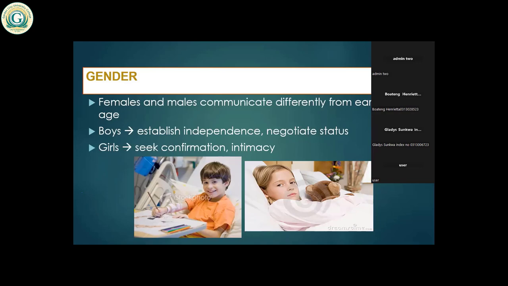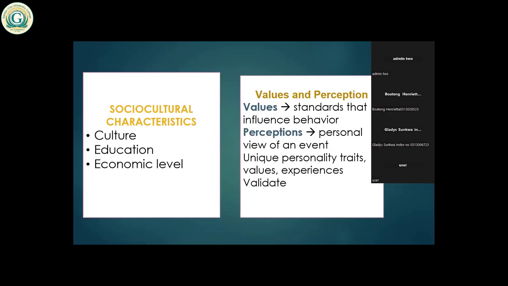Look at the picture, you can see the boys and the girls. Then the social cultural characteristics: culture can influence individual people, education, and economic level. They all can influence people. When there's a patient on the ward, some male patients will not allow female nurses to attend to them. So you need to communicate with them and know their cultural preferences. Then their values and perception can also influence the communication process. Values are the standards that influence your behavior.